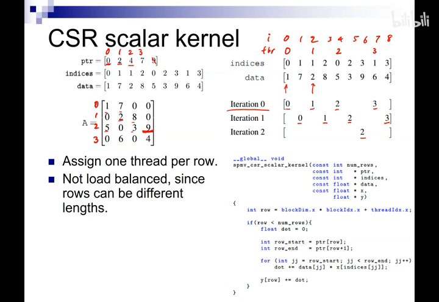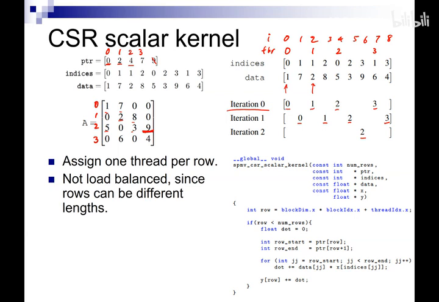Now, there's a problem with the CSR scalar kernel, which is that it's not load balanced. The reason it's not load balanced is that the amount of work a thread does depends on how many non-zeros are in its row. Each thread gets assigned to one row, and the amount of work is just the number of non-zeros in that row. Different rows can have completely different numbers of non-zeros. If you look at certain types of matrices, like web matrices, which are irregular, they can have a huge variance in the number of non-zeros per row.